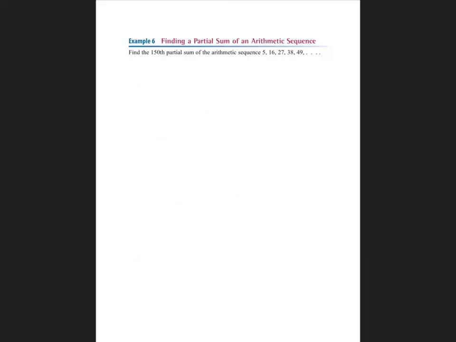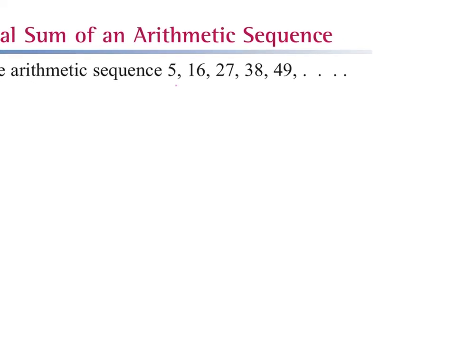Alright, last question. We need to find the 150th partial sum of the arithmetic sequence. So it gives us 1, 2, 3, 4, 5 terms. But it tells us that we have 150 terms here. So first thing we need to do is find what our 150th term is. Because we need our first term, our last term, and the number of terms to plug it into our formula.